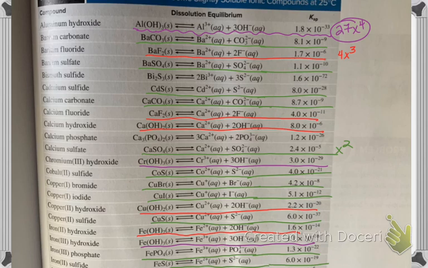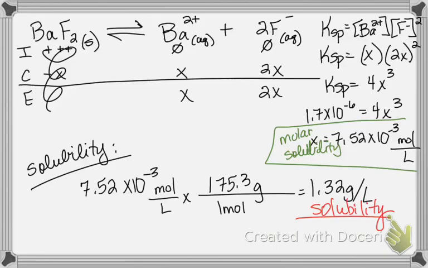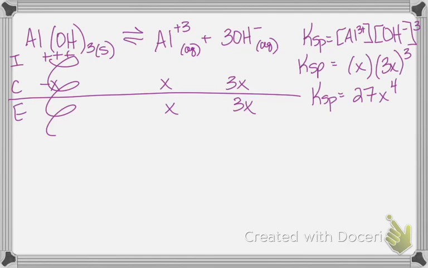But all the purples are x to the 4th. So if we calculated the molar solubility, we would say that 1.8 times 10 to the minus 33. That's a really small number, guys. Do you see? Times 10 to the minus 33. That means aluminum hydroxide doesn't dissolve in water, but even if you had it in water, very little of it is going to dissolve.